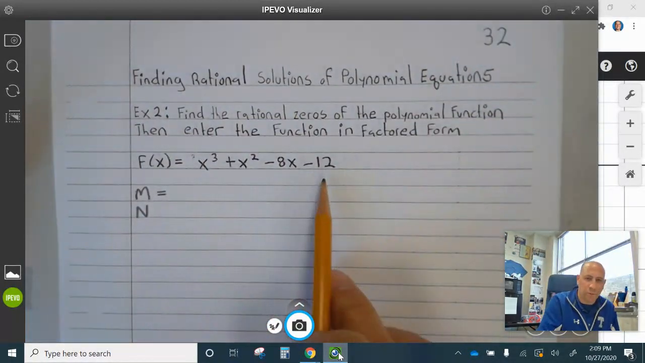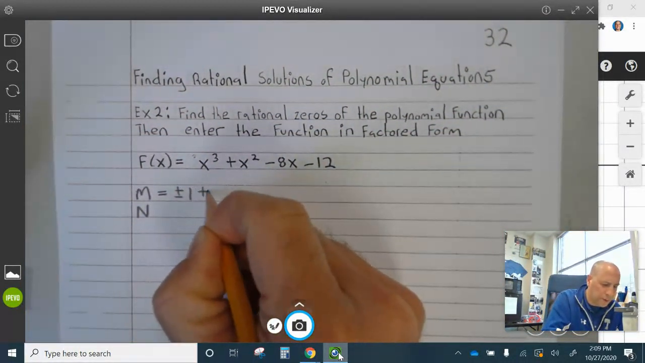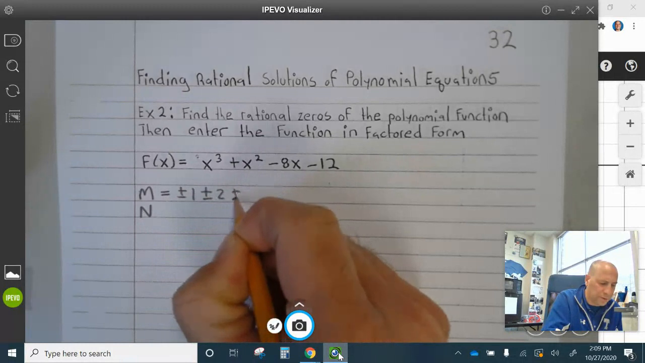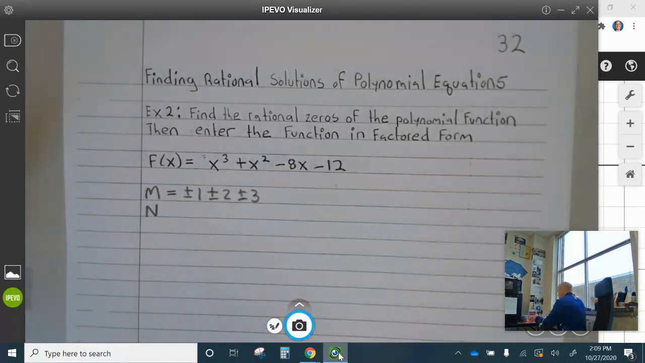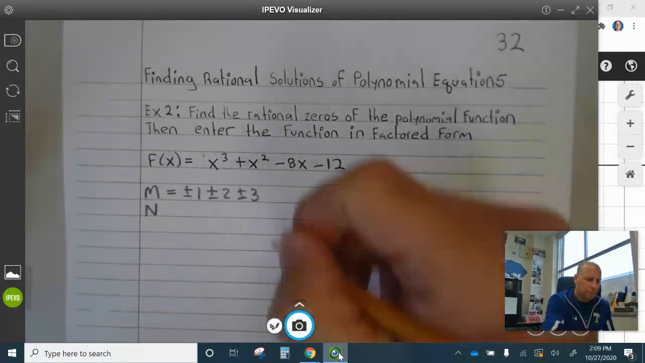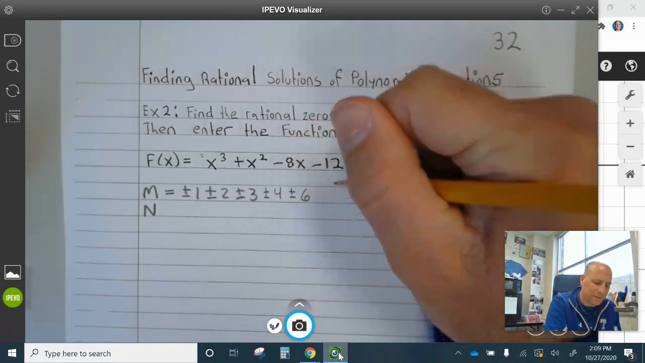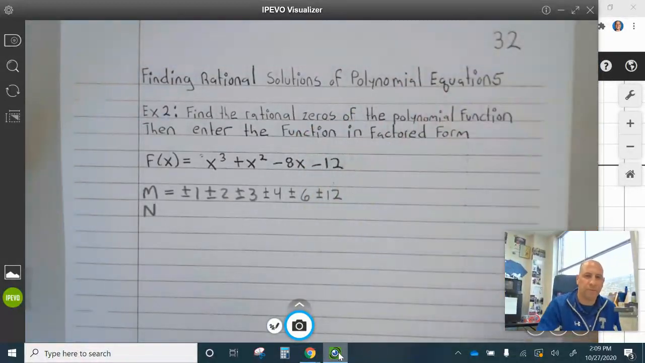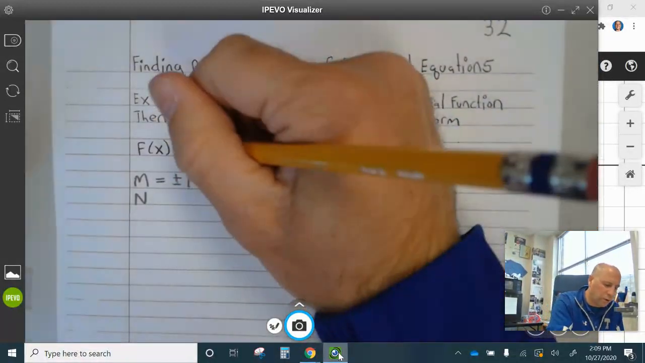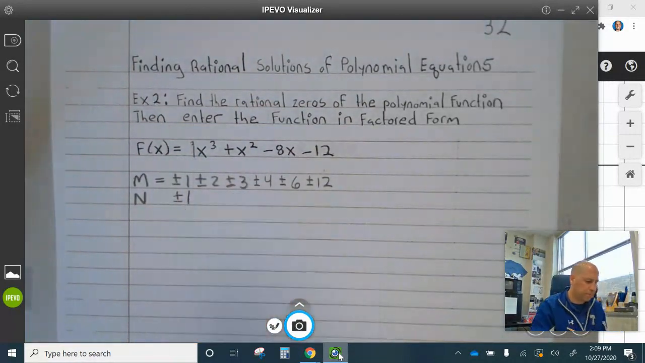The m are all the factors of -12, which we know are plus or minus 1, plus or minus 2, plus or minus 3, and these are all numbers that divide into -12. Plus or minus 4, plus or minus 5 doesn't work because it doesn't divide into 12. Plus or minus 6, 7 doesn't work, 8, 9, 10, 11. The last one is plus or minus 12. Now the n values are all the numbers that divide into 1, which is only plus or minus 1.